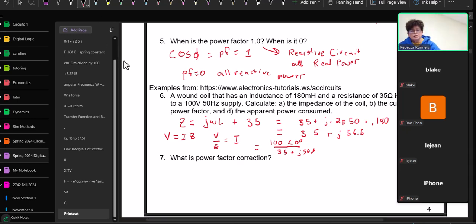And when I did this, I got 0.79 plus j negative 1.27, which became 1.5 angle negative 58 degrees. Does it make sense that the angle would be negative?